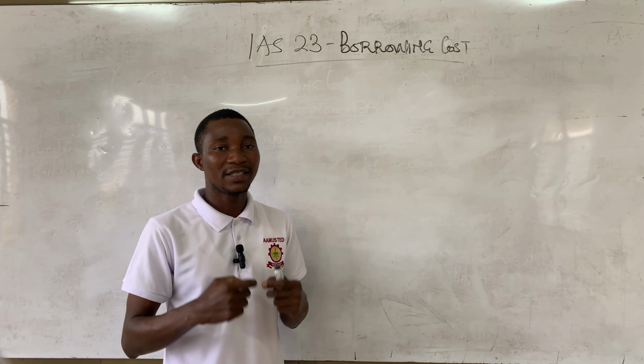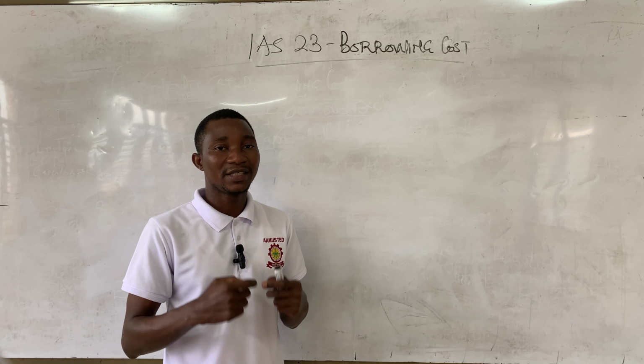If they decide to go for external borrowing, this external borrowing will attract interest at the end of every year. So the question that we normally ask ourselves is, do we treat the interest on this external borrowing as an expense in the statement of profit or loss, or do we capitalize it as part of the cost of the asset as a non-current asset in the statement of financial position? When I talk of capitalization, I mean adding the interest cost to the cost of the asset in the statement of financial position.